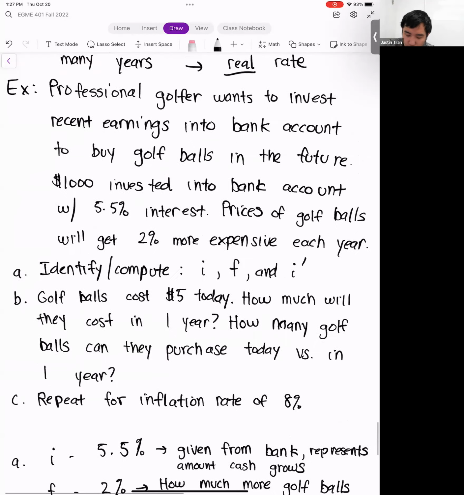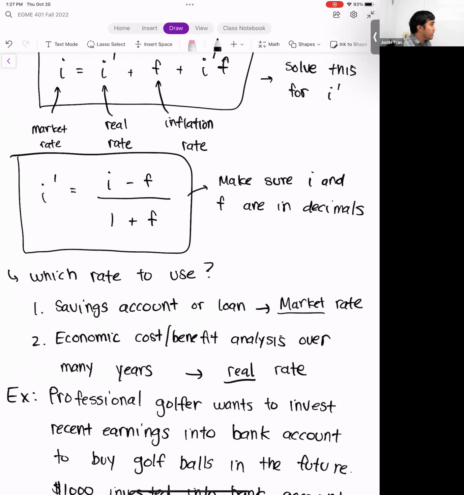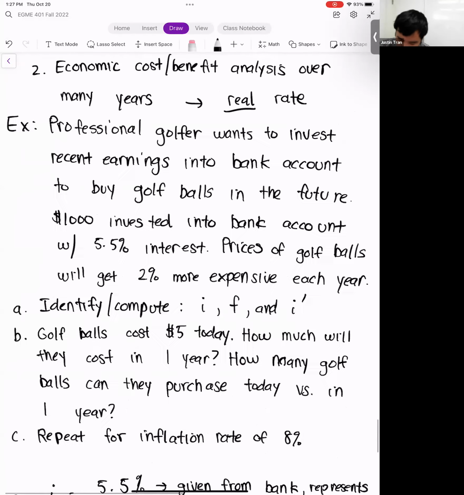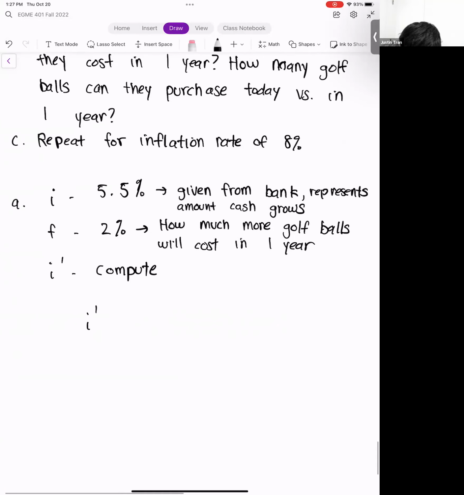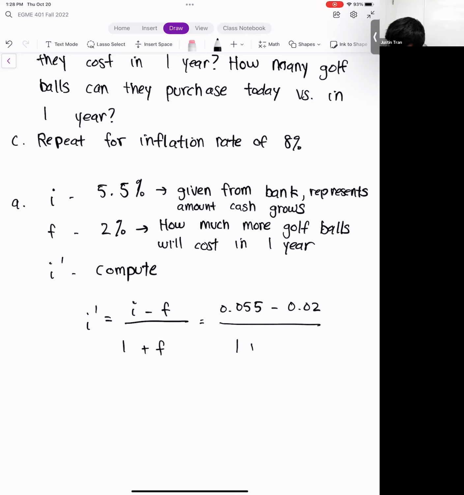Okay, so let's use the formula that we had up here. The real interest rate is equal to the market rate minus the inflation rate, divided by 1 plus the inflation rate. So we have I prime equals I minus F, divided by 1 plus F. Let's plug in from this problem. Remember, we have to use the decimal representations for all of these rates. For the market rate, we plug in 0.055. For the inflation rate, it's 0.02. And then we have 1 plus the inflation rate, which is 0.02.